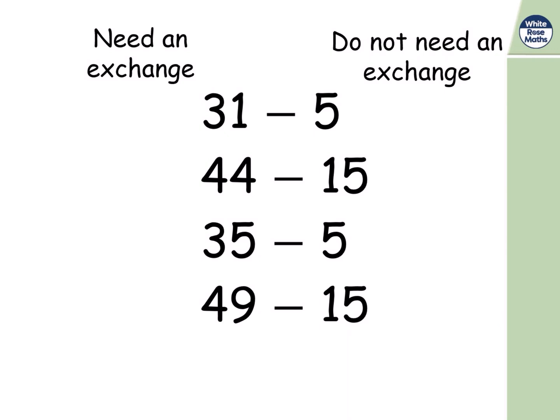Here are some calculations. Some of them need an exchange, and some of them do not. Can you group the calculations, showing which ones need an exchange and which ones do not? Pause the video to have a think. How did you get on with that? And what was your strategy? Did you have a look at the 1's digit? That's really important here, isn't it?